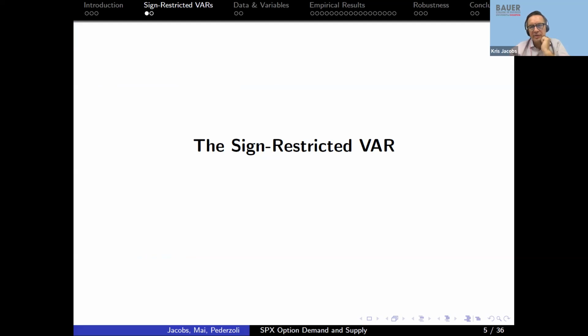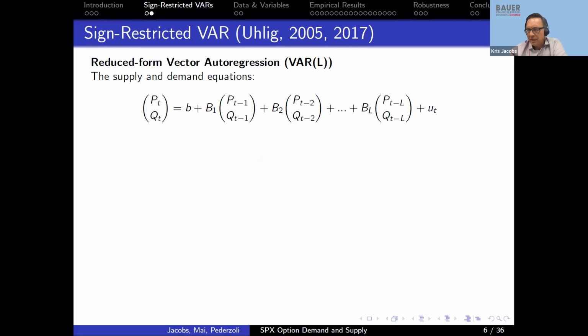First, the sign restricted VAR. It's really, let me be clear, I was going to say it's really simple. It's not really simple in terms of estimation. We're going to estimate this sign restricted VAR using a Bayesian approach. The estimation is not simple, but the principle behind it is very simple, right? So what are we interested in? We're interested in price and quantity, and I'm going to tell you our definition of price and quantity in a minute, but very generally, it's price and quantity in this market, right? In the index option market.